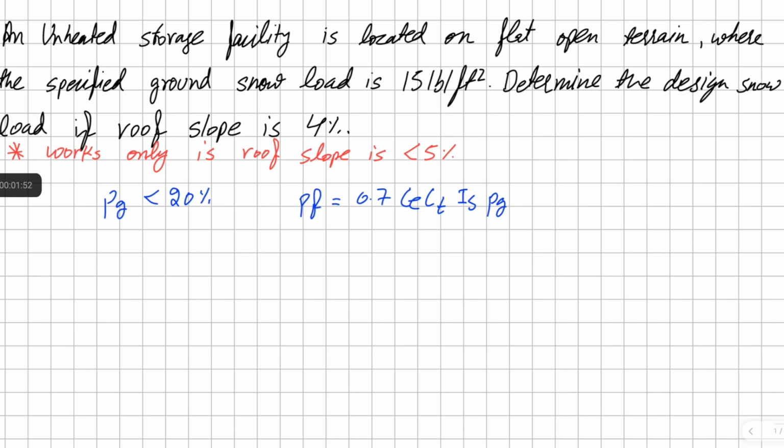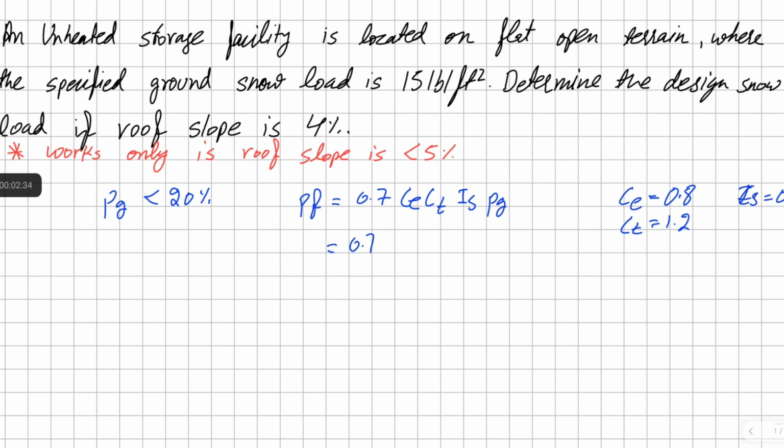And from the question, we know that our structure is fully exposed and there is nothing around it. So therefore, our exposure coefficient or factor would be 0.8. And we know that this is an unheated structure. Therefore, our thermal factor will be 0.12. And for our importance factor, we know that this is a storage facility, so it's one of the least important structures in terms of buildings. So it will be 0.8 for this factor.